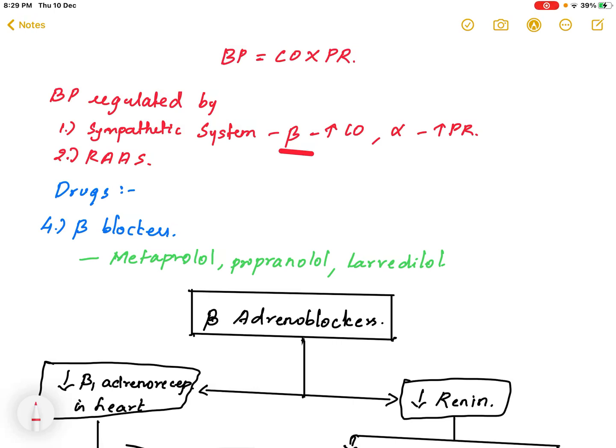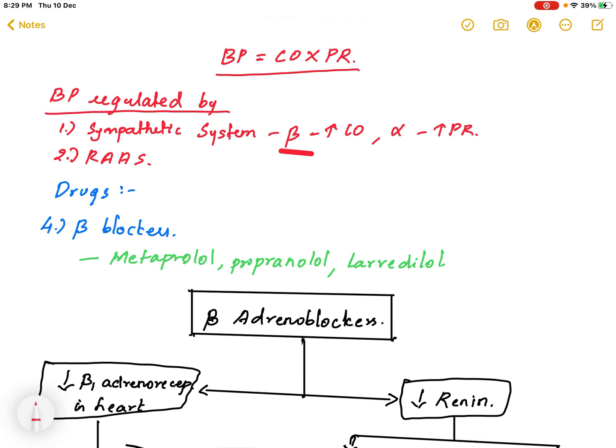So friends, this is the second part on the topic anti-hypertensive drugs. And this here is our basic formula which we brushed up in the first part. That is, blood pressure is equal to cardiac output into the peripheral resistance. And we also saw this point made in the first part.